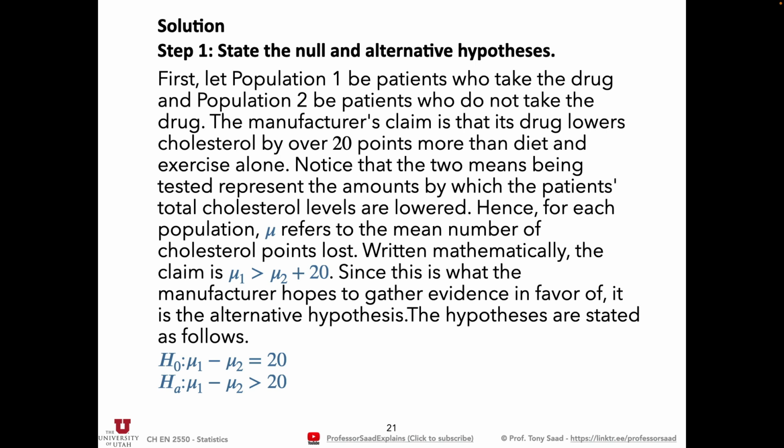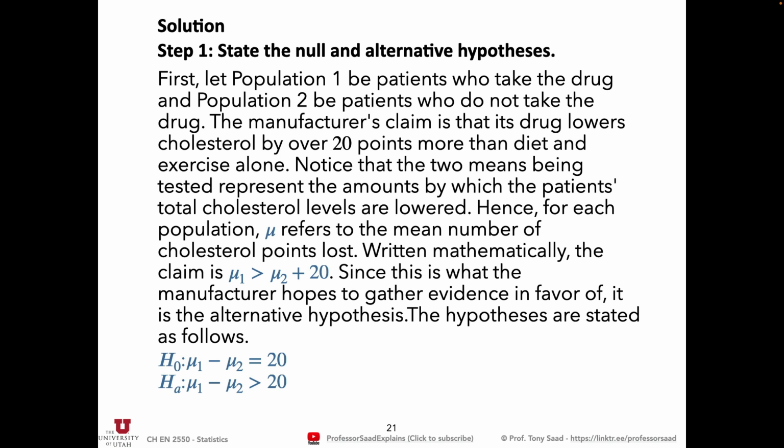I don't think I want to make it this complicated. This seems too tricky, frankly. Notice that the two means being tested represent the amounts of the patient's total cholesterol. Hence, for each population, mu refers to the mean number of cholesterol points lost.